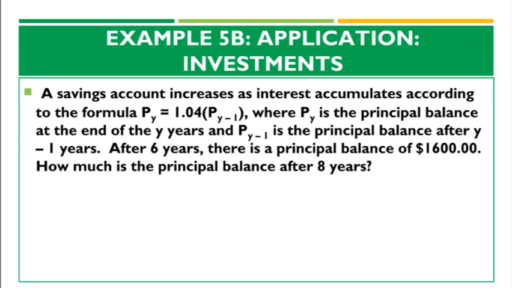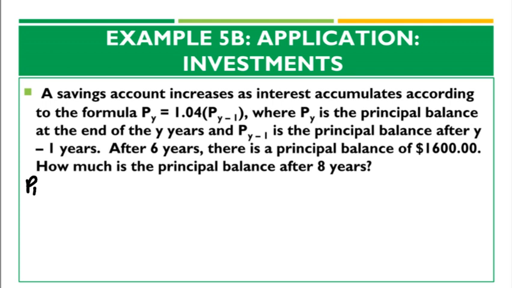Next one. A savings account increases as interest accumulates according to the formula P_Y equals 1.04 times P_(Y minus 1), where P_Y is the principal balance at the end of the Y years, and P_(Y minus 1) is the principal balance after Y minus 1 years. After 6 years, there's a principal balance of $1,600. How much is the principal balance after 8 years? This is the same one we just did, just a different number.